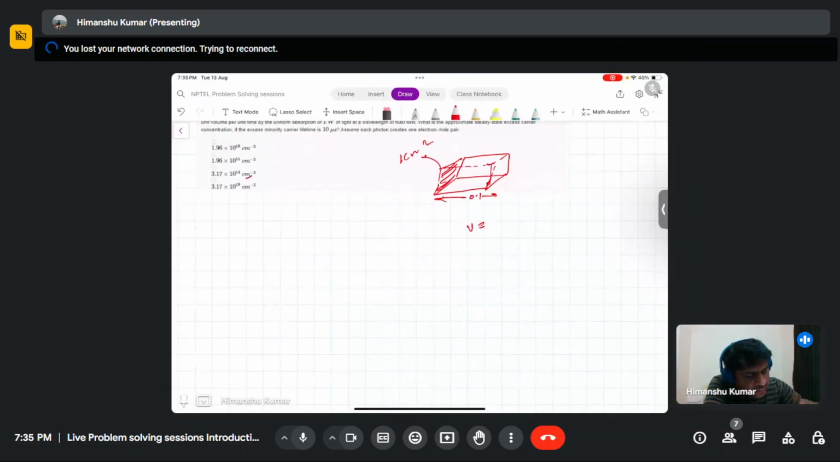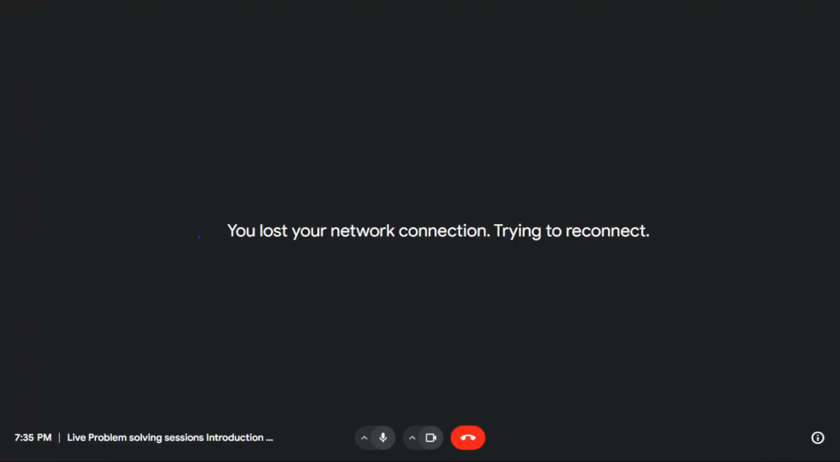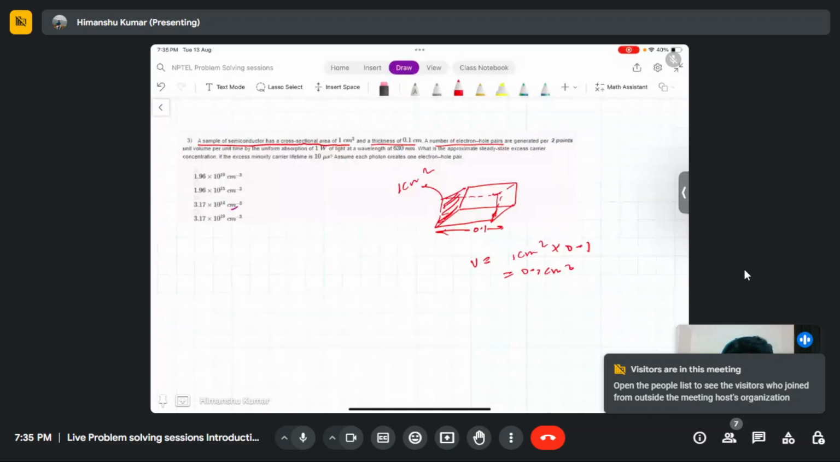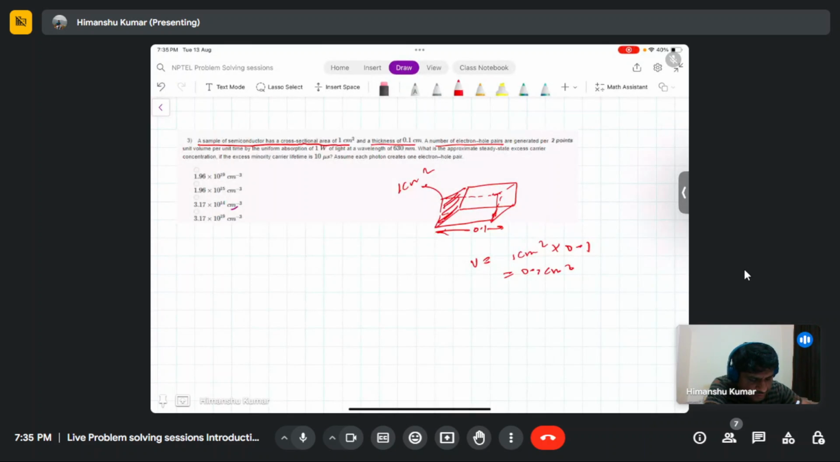A number of electron-hole pairs are generated per unit volume per unit time by uniform application of 1 watt of light at the wavelength of 630 nanometers. What is the approximate steady-state excess carrier concentration, if the minority excess carrier lifetime is 10 microseconds? So this tau is given as 10 microseconds.